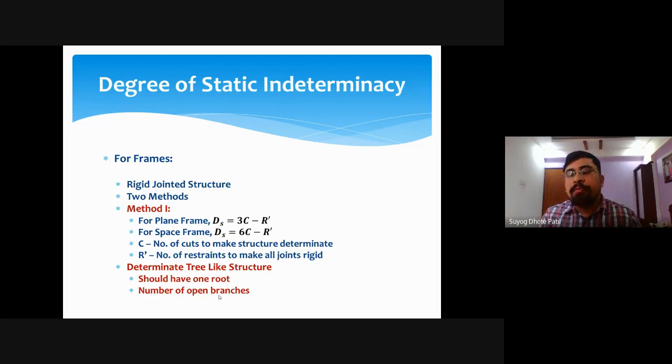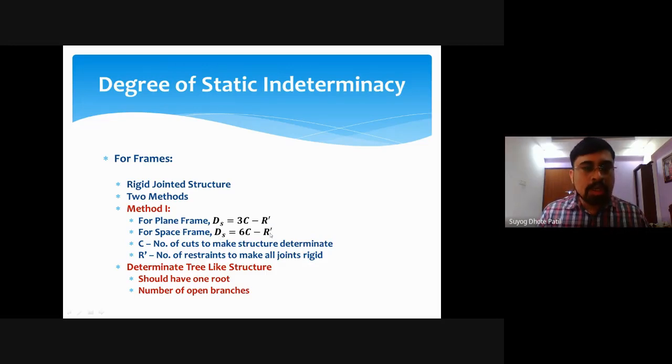Many times students just memorize the formula 3c minus r dash and 6c minus r dash, thinking that to find ds they have to use this formula. For the calculation of ds I have to use this formula, and for the calculation of a space frame, I have to use this formula. But from where does this 3 come, and from where does this 6 come? Nobody thinks about that. Further I will tell, but for the time being we will see the notations.